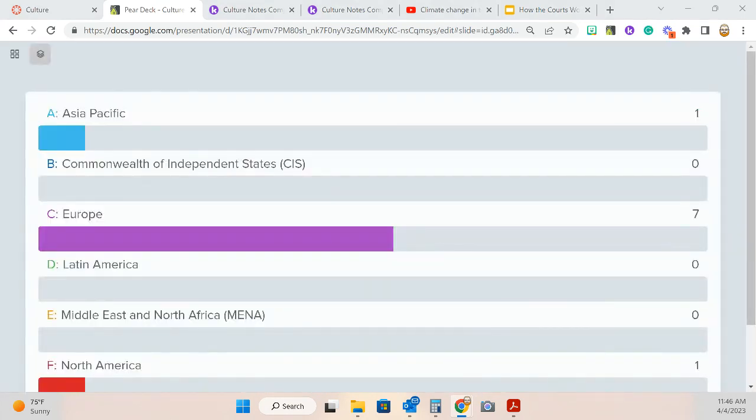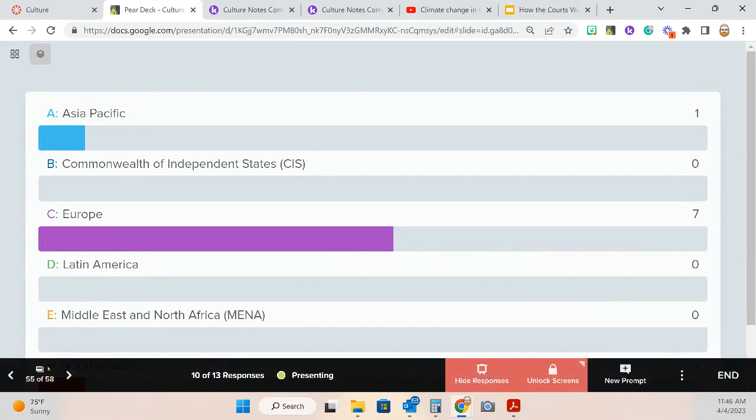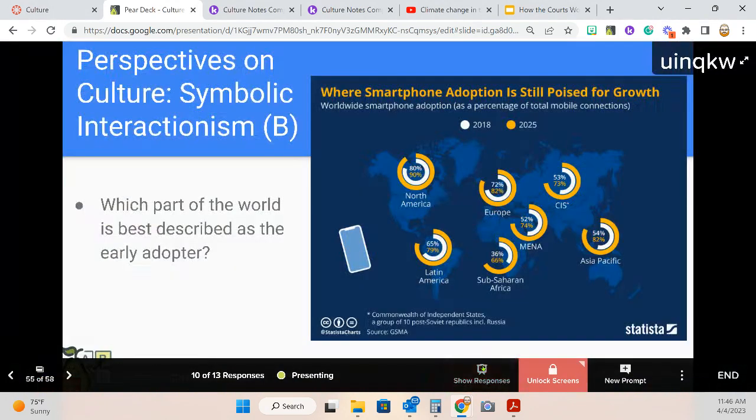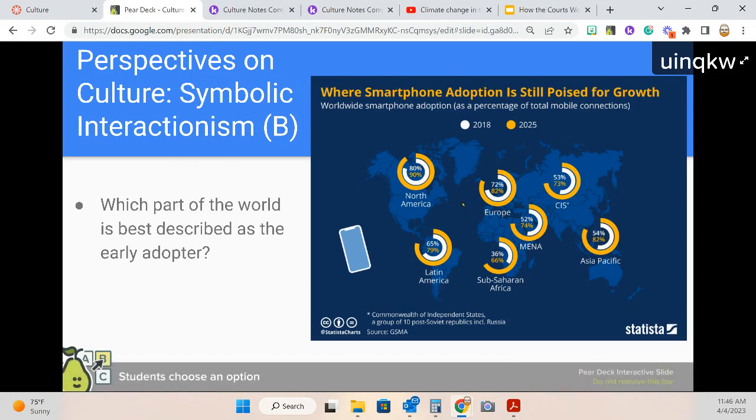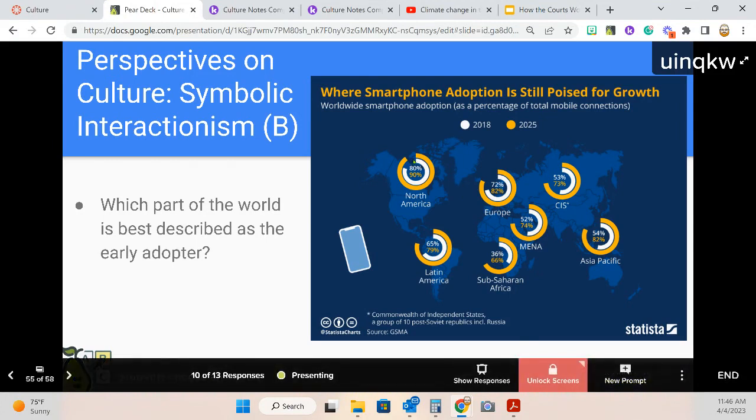All right. And most of you went with Europe. And I think that probably is best case as the early adopter. They have the highest number, not that far ahead of Latin America, but the highest number in 2018, second to the United States. Yeah, Emma. That's what's important. If you're talking about early adopters, you're talking about 2018. So yeah, it would be the one closest on the heels of the United States.